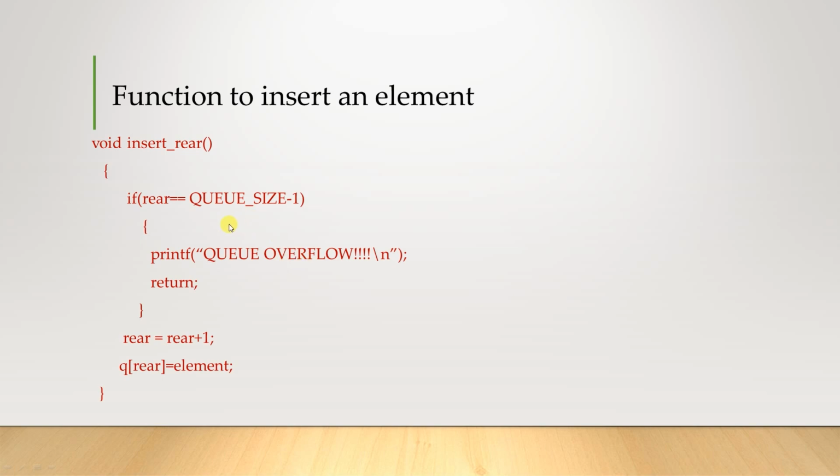In case it is not equal to q size minus 1, then what can we do? We can insert an element into the particular location just by incrementing the rear pointer by 1, that is rear is equal to rear plus 1. After incrementing the rear pointer, the next step is to copy the element into the queue, that is q of rear is equal to element. So this is the procedure to perform an insertion operation.